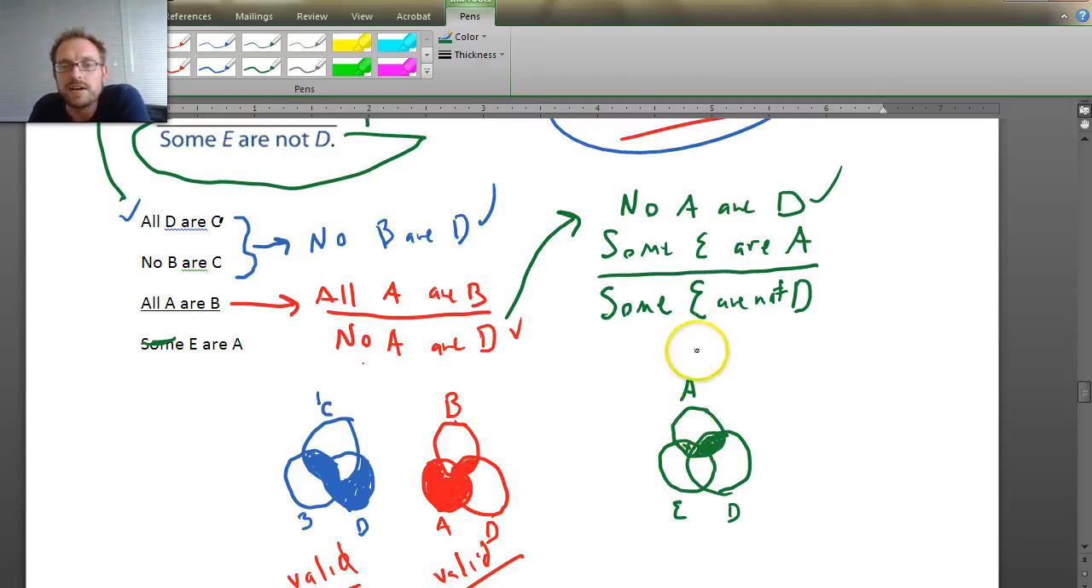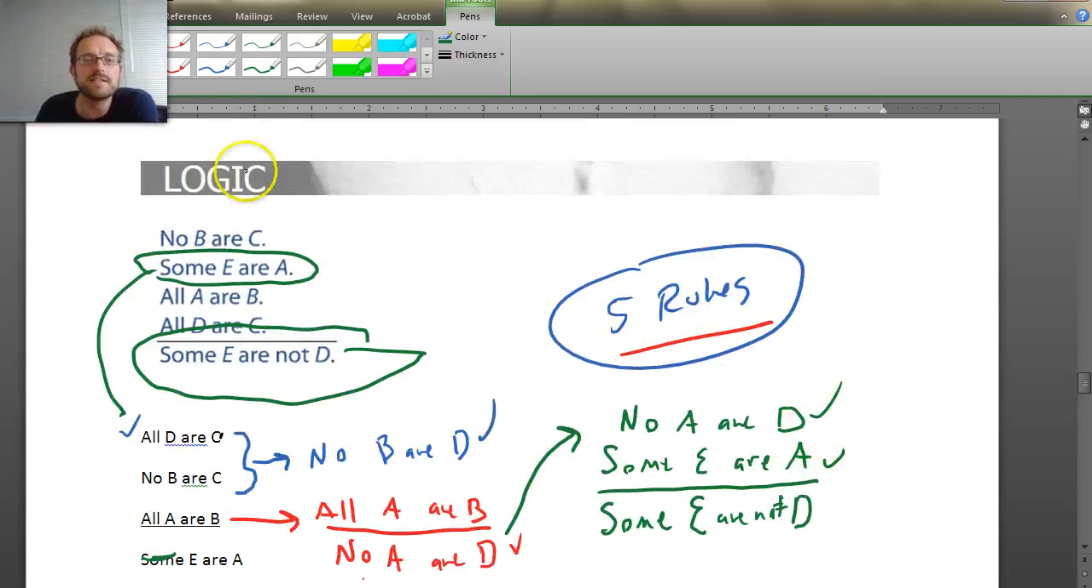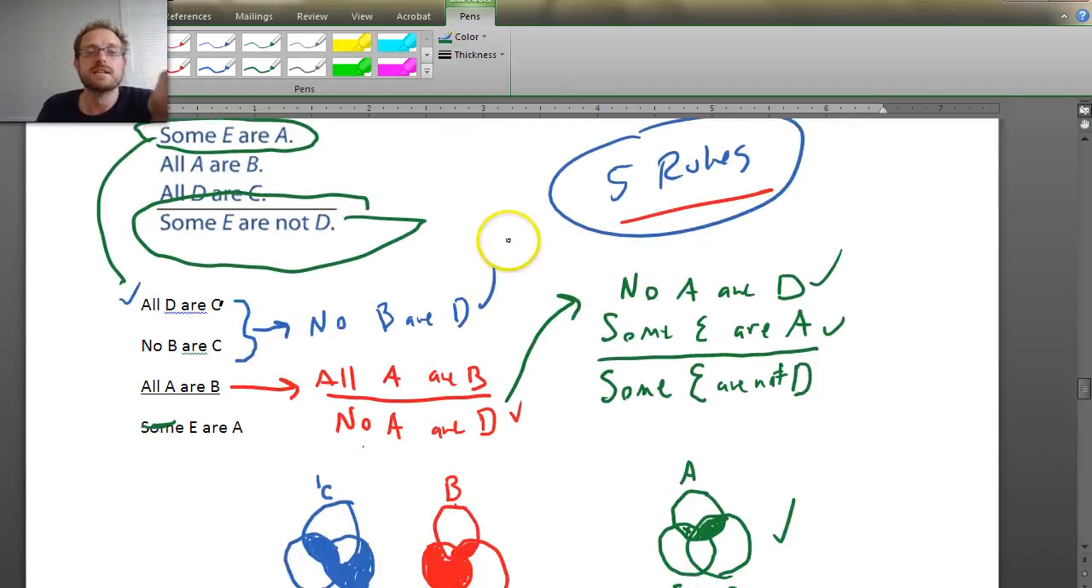Okay? Now, the question is, can you read the conclusion? Some E are not D. Well, there are some E's and those are not D's. This also works out as valid. So you can see here that this argument, even though it was missing two different premises, is actually a valid argument once it's put into standard form and analyzed. In this case, we use Venn diagrams to test our analysis.